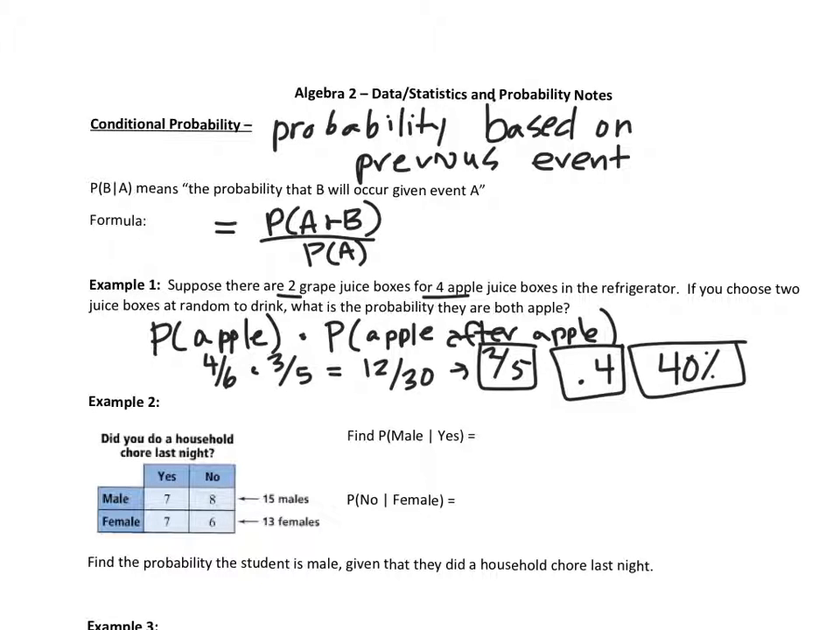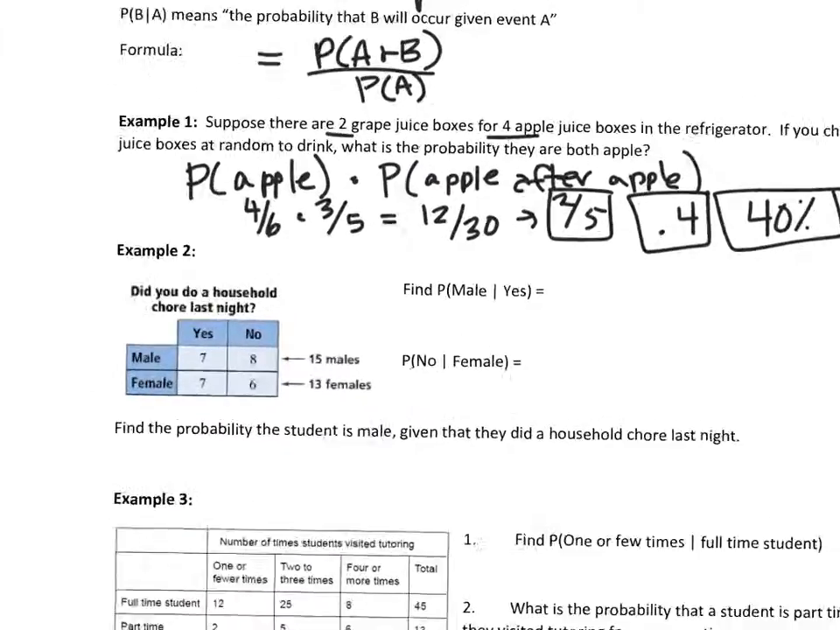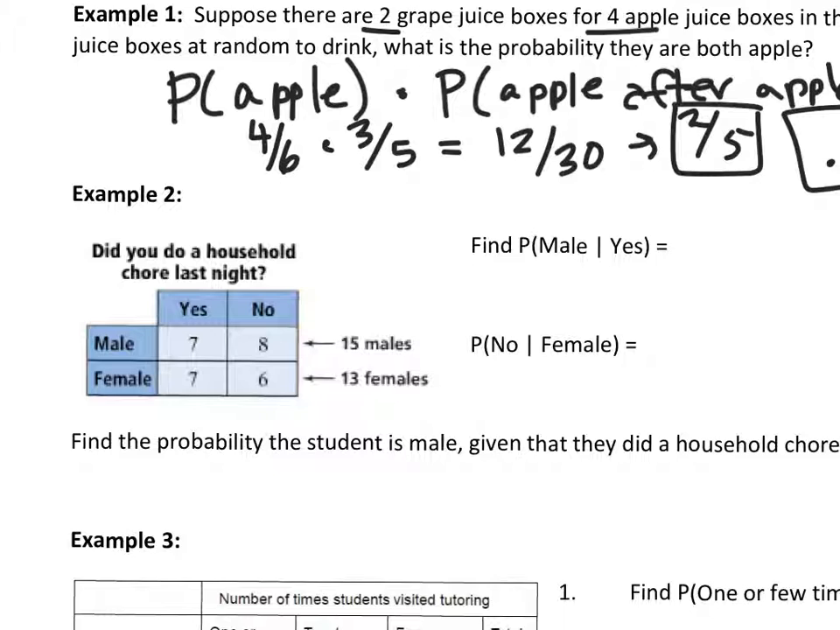So we can use this formula when we're looking at probability in charts. Example 2: did you do a household chore last night? First of all, there are 15 males because 7 plus 8 is 15. There are 13 females, because 7 plus 6 is 13. So therefore, we're going to have 28 total people. Of the people, 14 did a household chore, and 14 did not.